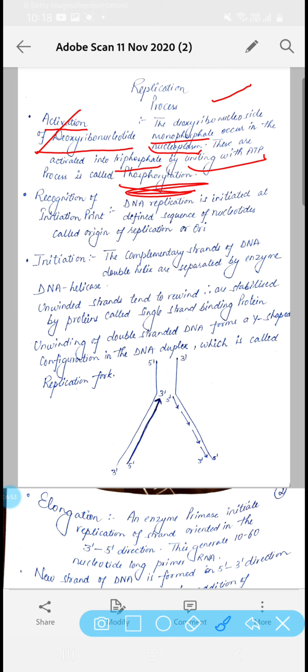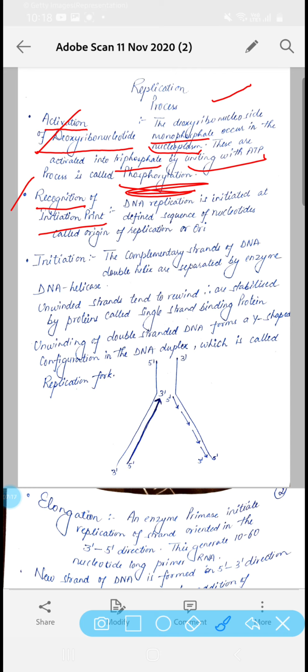What is the first step of replication process? Phosphorylation process. Clear? Then come to the second process, second step of replication, that is recognition of initiation point. यानी DNA replication कहाँ पर start होगी उसकी recognition करना, उसके origin को recognize करना.